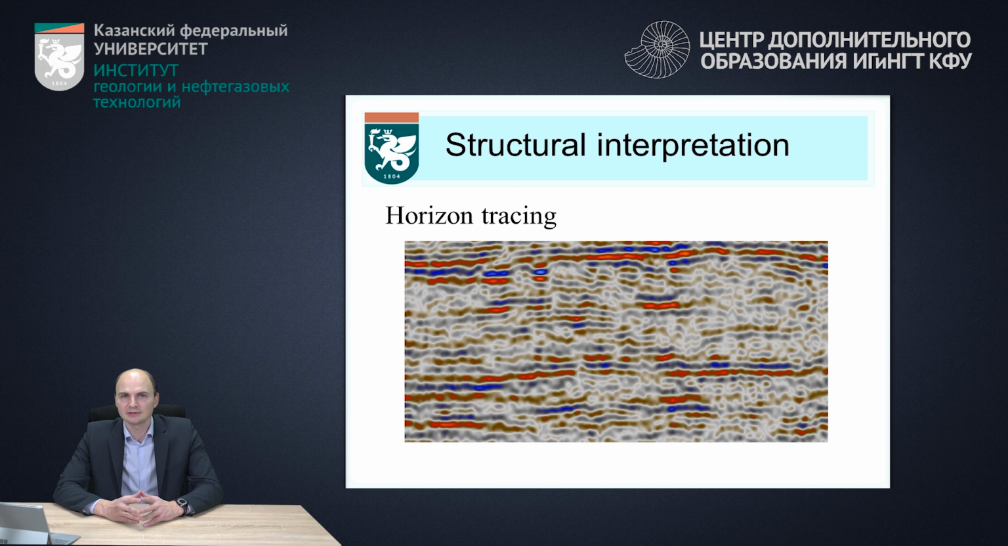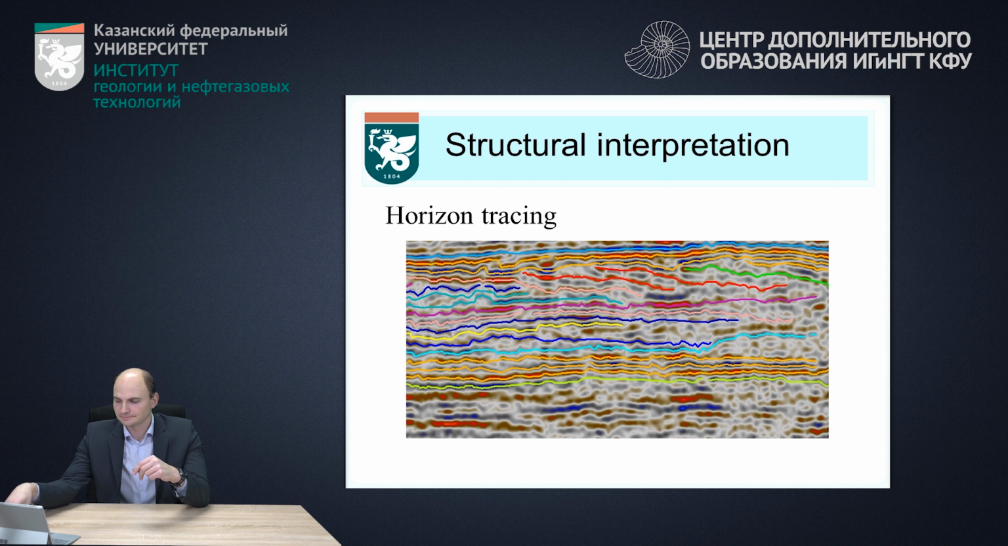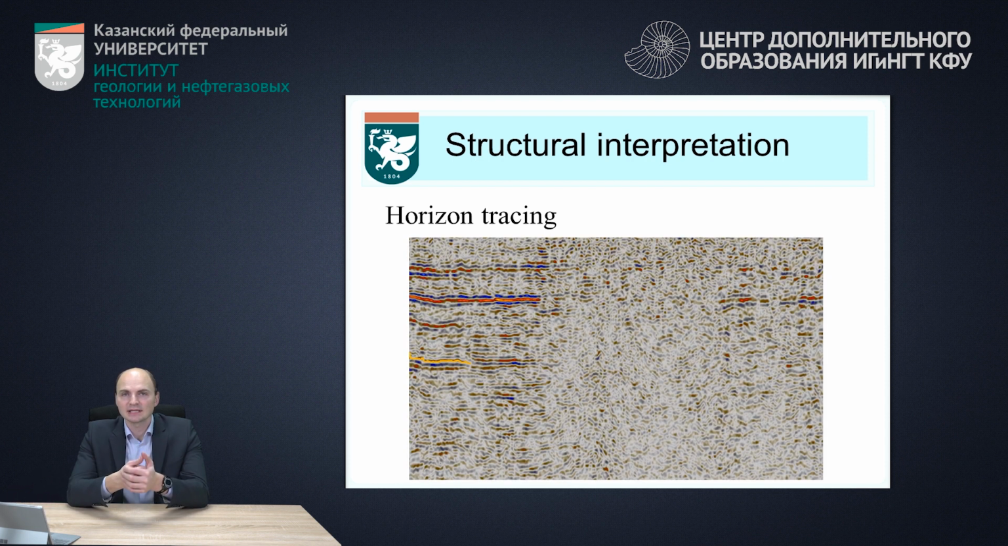Sometimes it's quite simple to trace the horizons, but sometimes it can be quite difficult, especially when you have not just a simple horizon layering, but an extinction or a discontinuity of the geological layers. In this case, horizon tracing can be quite complicated. And sometimes the quality of the seismic data is simply not enough to make a good tracing, as it's shown on the figure.